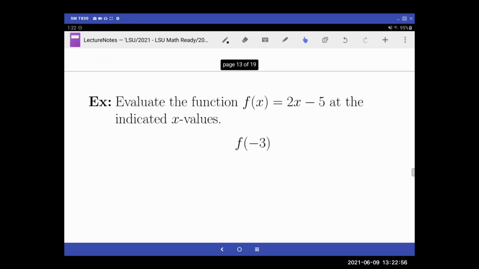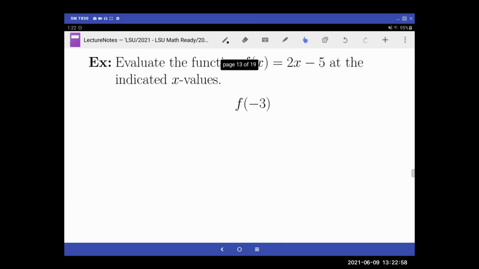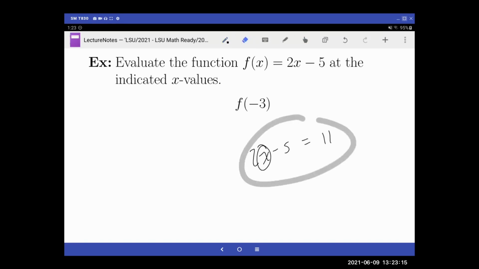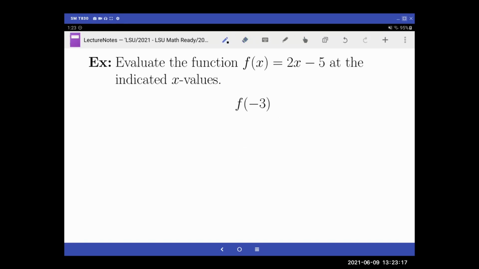Now let's work on evaluating a function. Remember, we talked yesterday about evaluating and solving. Solving is whenever you are solving an equation like 2x minus 5 equals 11. That's an equation. You can solve it. You can find the missing value. Here, we're not solving, we're evaluating. We're figuring out what this thing equals when x is -3. That's not hard to do.